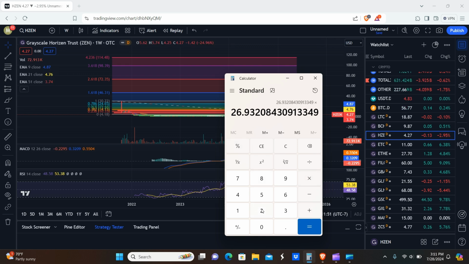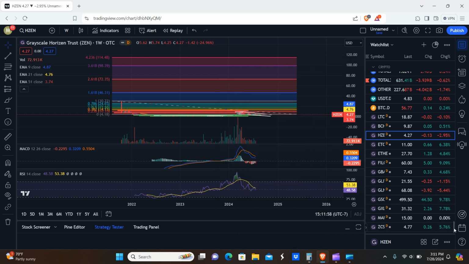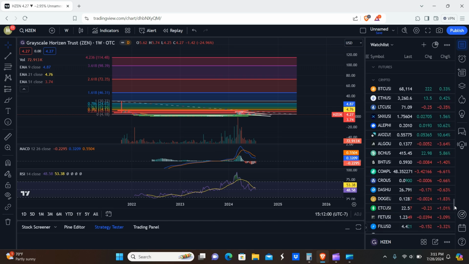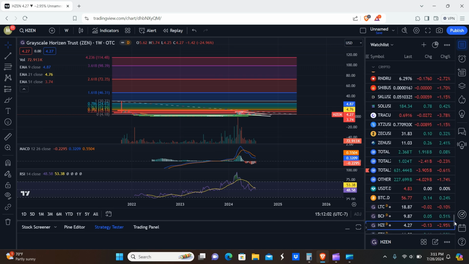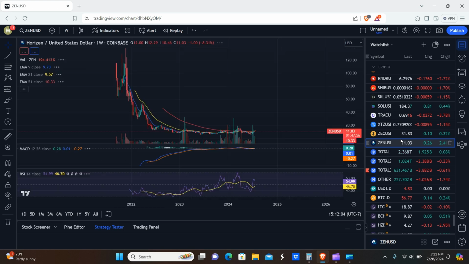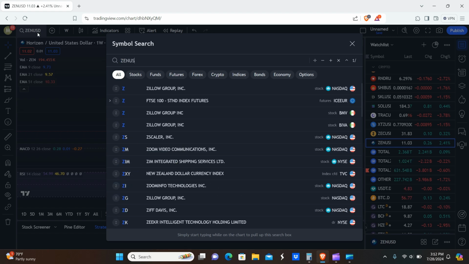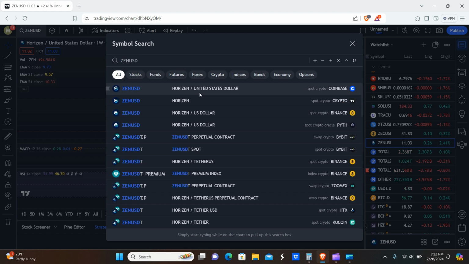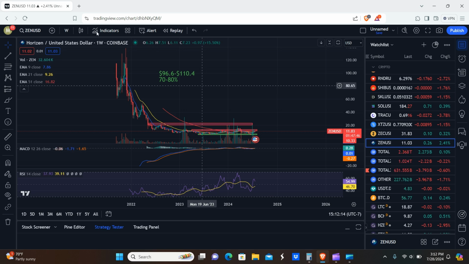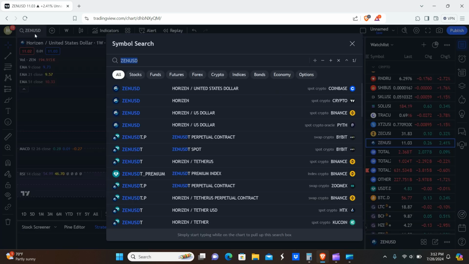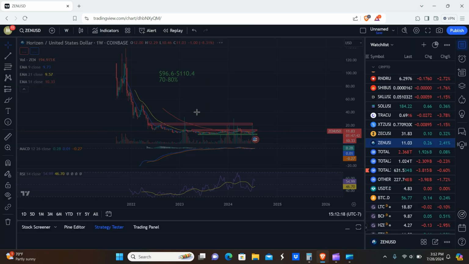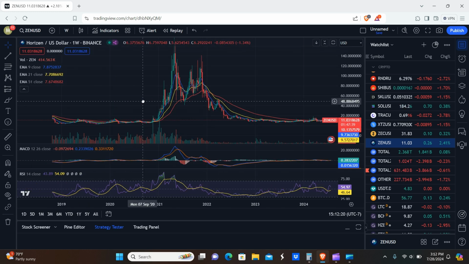So 27x times 2K, just shy of 54,000. So, for a $2,000 investment, I would say that's pretty good. So the reason why I think this is possible, again, you know what? Hold on a second. Let me see if I can try to get a different chart up here. So I need one that has a lot more history in it. Okay, here we go.